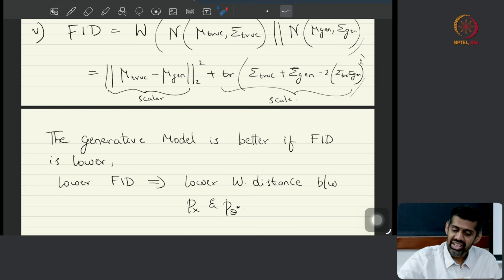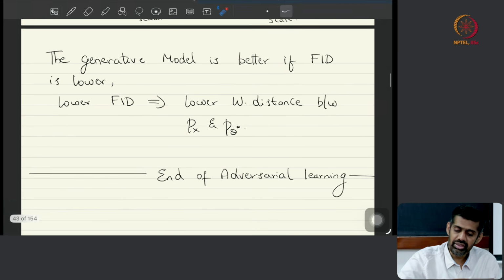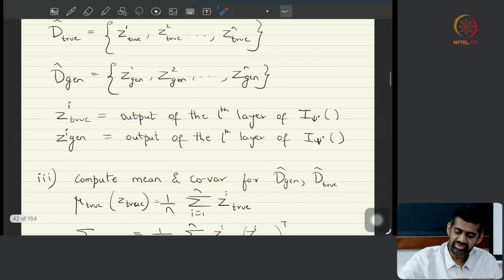We have everything that we need, right? We have the mean of the true data, we have the mean of the generated data, and of course the variance of both of them, because we have those vectors. Compute this. This is what is called the FID. This is called Frechet's inception distance.